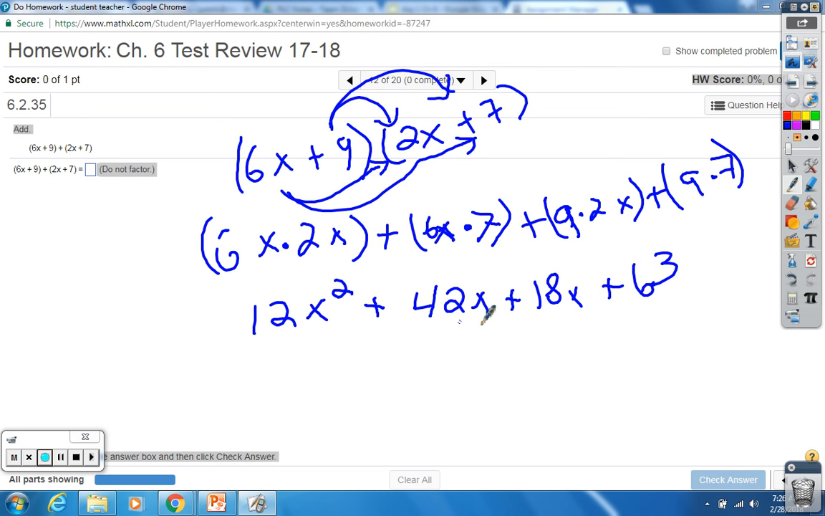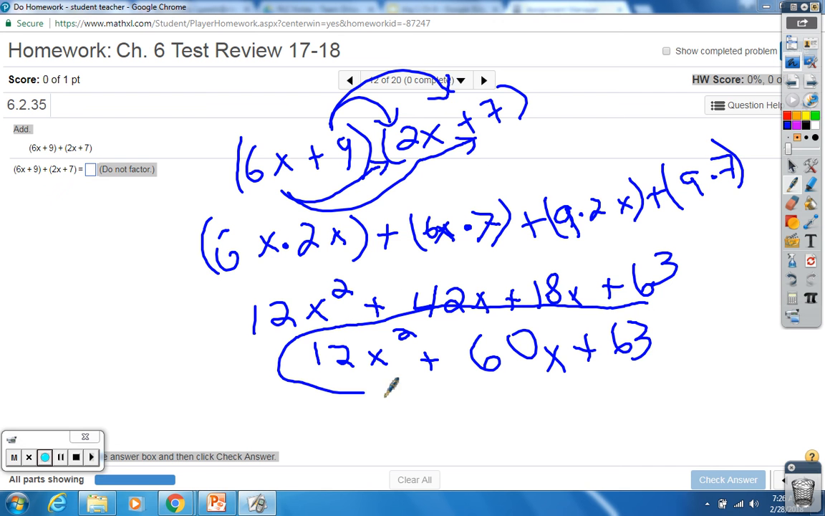Alright, and before we would enter this in as our final answer, we'd want to combine any terms that we could, that are like terms. And in this case, we have 42x and 18x. So if I were to rewrite that, I would have 12x squared plus, let's see, that would be 60. So we'd have 60x plus 63. That would be our final answer.